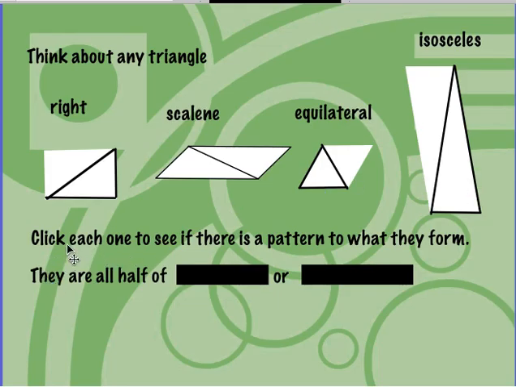So if you take each of these triangles and double them, you get a rectangle or a parallelogram. So on its own, a triangle is half of a rectangle or half of a parallelogram. So here you would have rectangle, and the other one, so rectangle or parallelogram.